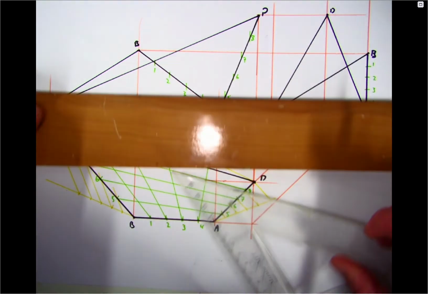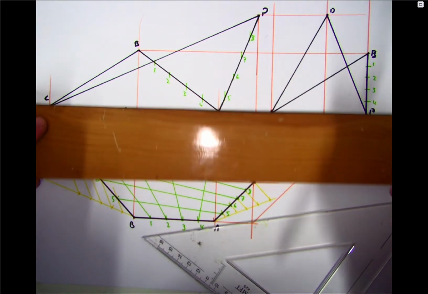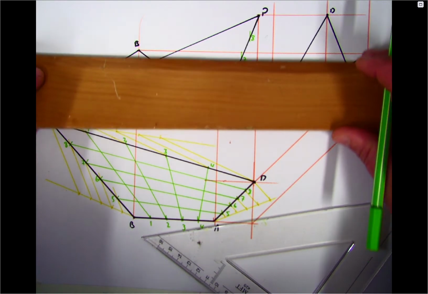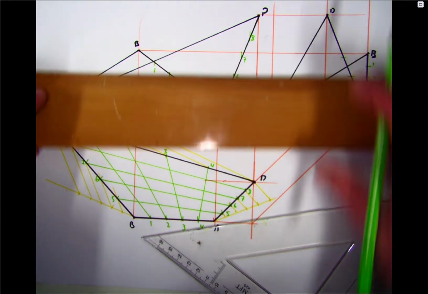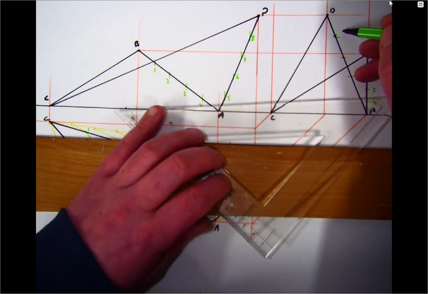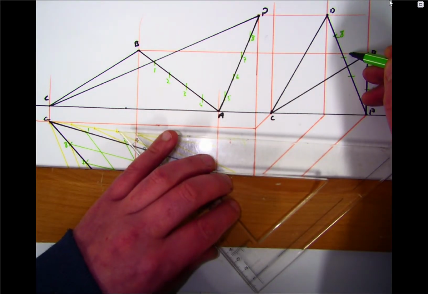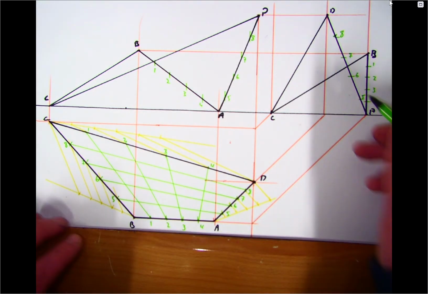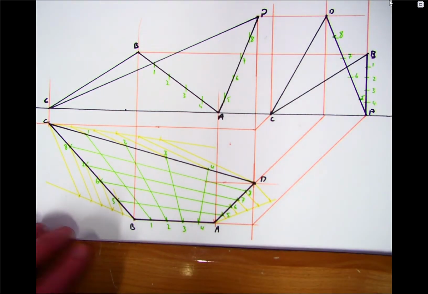And again, what I'll do is I'll do this. These are on the line AD. So 5, 6, 7. I'm just using my set square because my T-square is hitting off my visualizer. 8, 7, 6, and 5. Okay, so then I'll do the same on the other side.